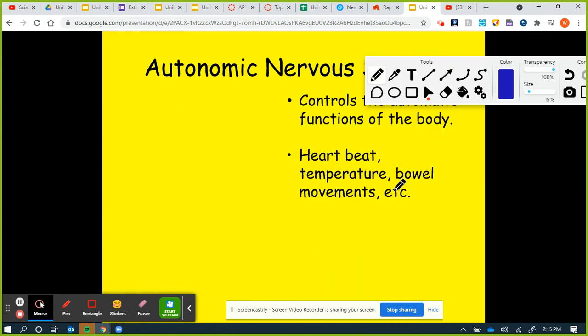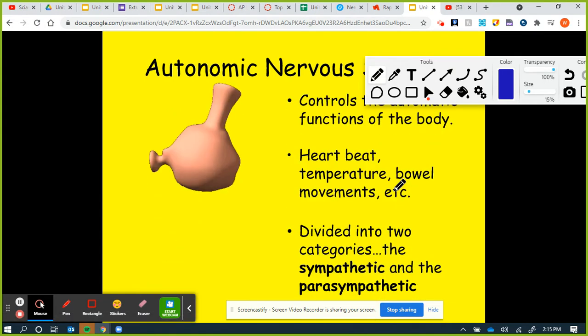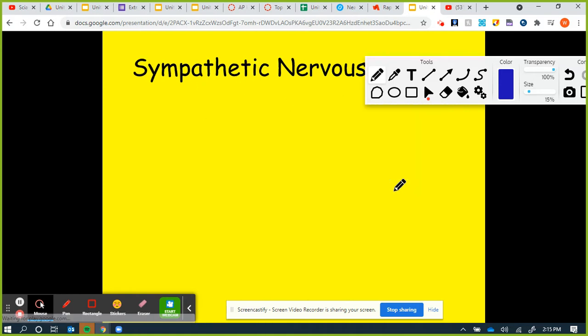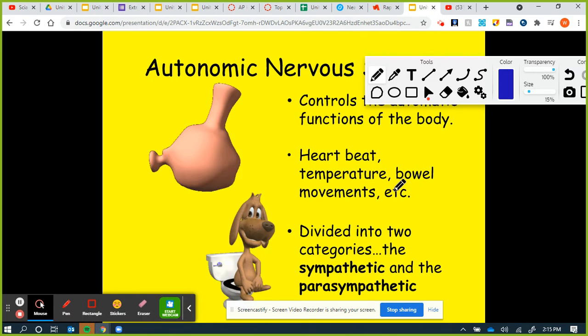The autonomic nervous system is what controls automatic body functions. Anything that our body does without any conscious awareness. Blinking, breathing, heartbeat, sweating, fight or flight, digestion, pooping, peeing, vomiting. All of these things are controlled by the autonomic nervous system.